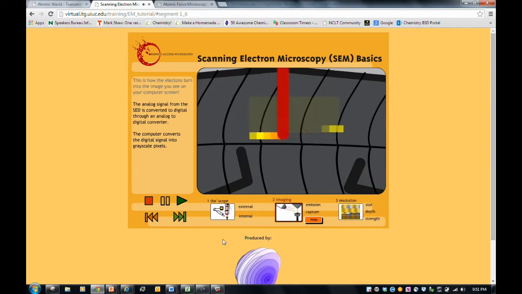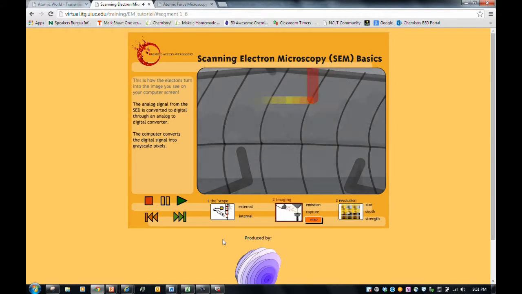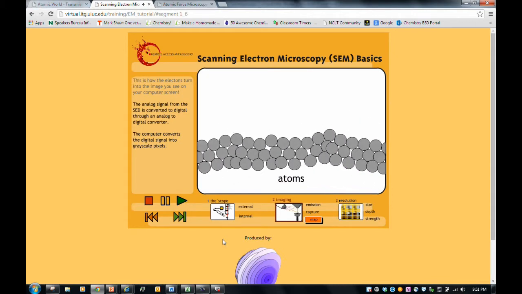Magnification is achieved by simply making the field of view, the rectangular area over which the beam travels, smaller. A scan area 1 micron wide will result in an image 10 times more magnified than a scan area 10 microns wide. Magnification is just one way in which the techniques of light microscopy and scanning electron microscopy are completely different.